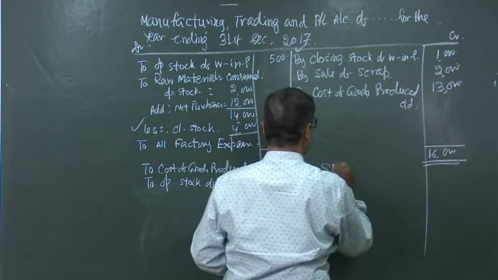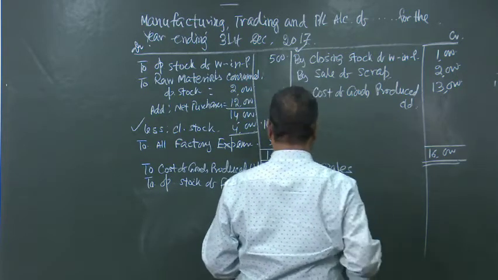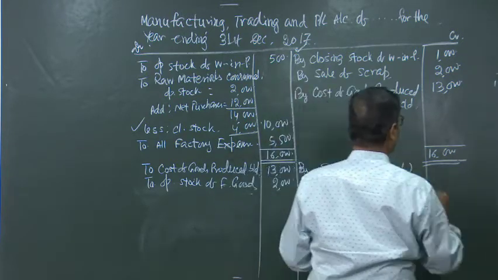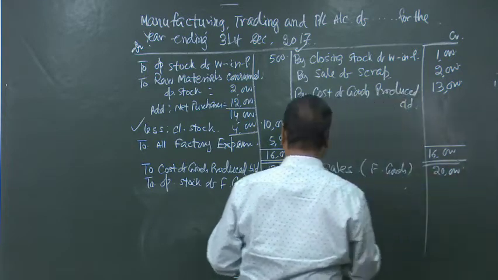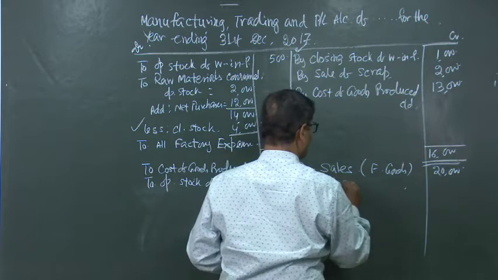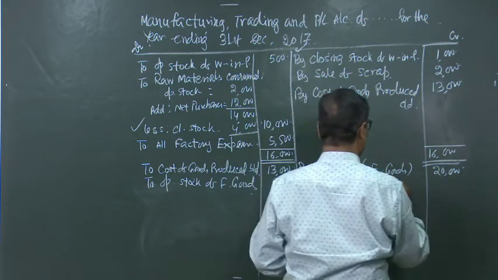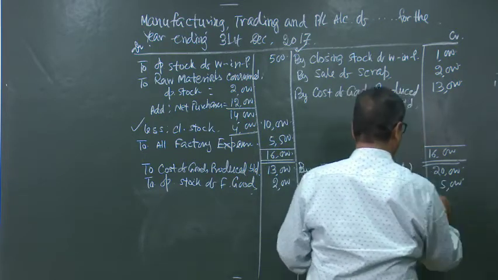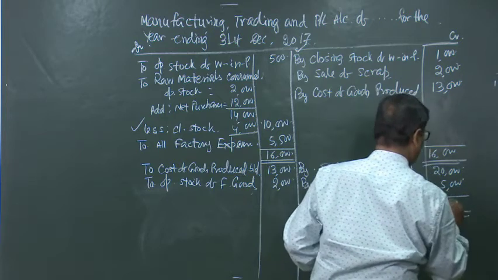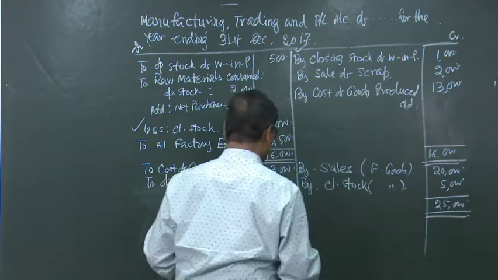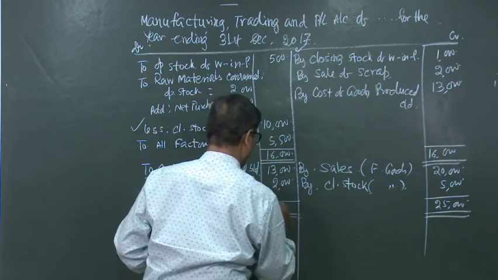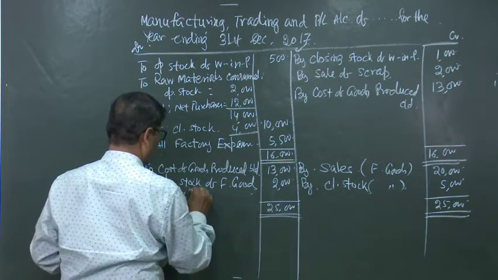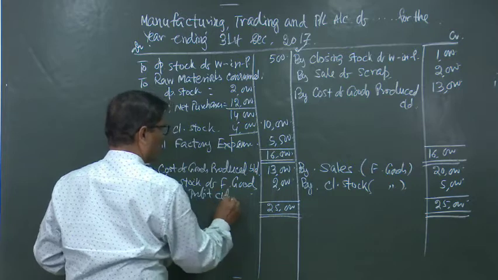So, by sale of finished goods, by sales, that is of finished goods, suppose 20,000, and still then we have got a closing stock. By closing stock of finished goods again, that is suppose 5,000. So, we can have 25,000 and here 25,000. So, there is a gross profit carried down 10,000.